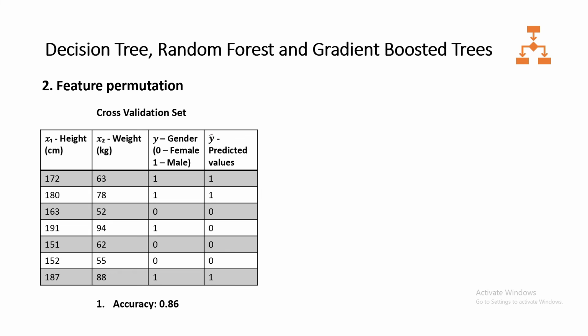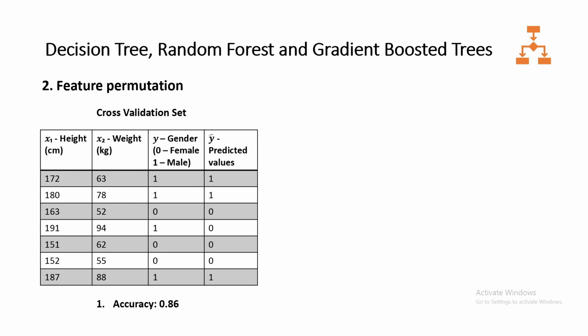Another method for calculating feature importance is through something called feature permutation. This doesn't just apply to decision trees, random forests, and gradient boosted trees, but also other machine learning algorithms. Let's say we constructed a model and we looked at the cross-validation set. Here we have the height, the weight, and the gender of an individual, as well as the predicted values. In this particular cross-validation set, we have an accuracy of 0.86.